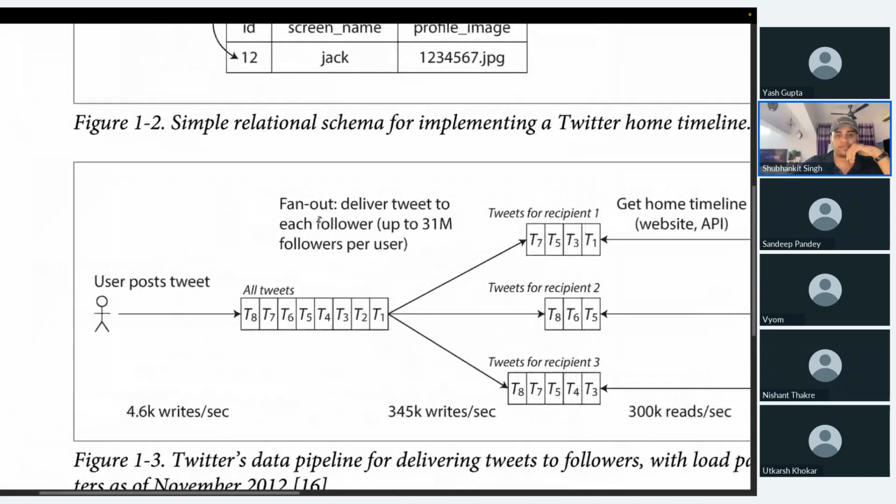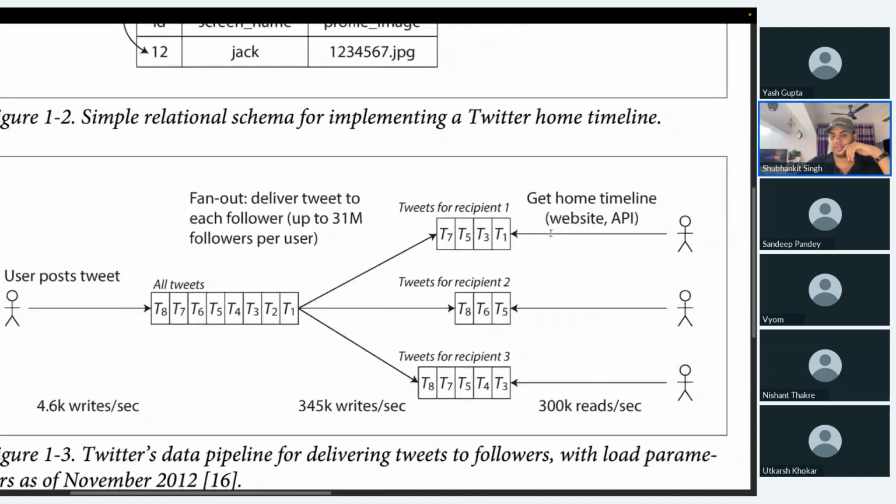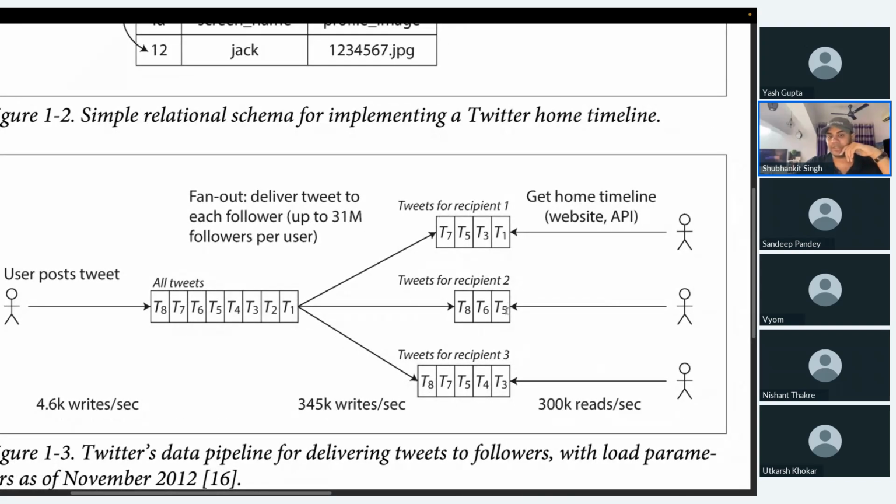So a user posts a tweet, and you deliver the tweet to each follower. So these are tweets for recipient 1, recipient 2. These are local caches. If you have 31 million followers allowed per user, this is because of int max, right? I'm guessing int max. I'm just not thinking right now. So I will actually have to update this, right?